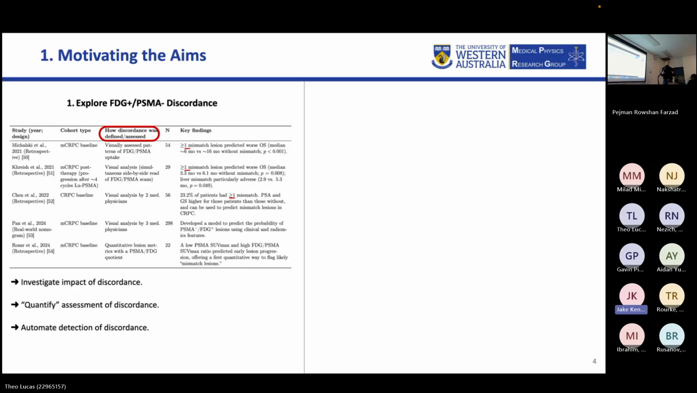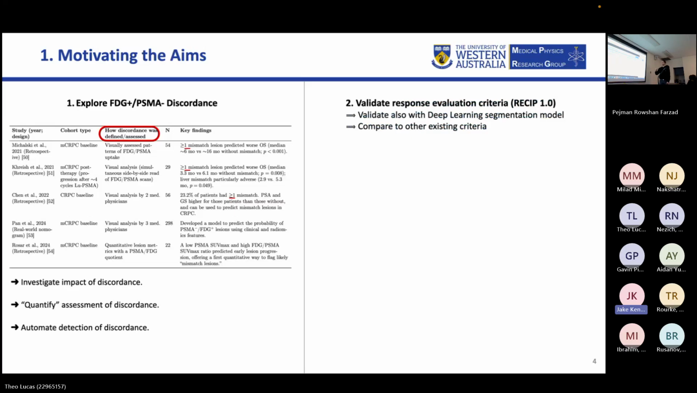and these two latter points will be to quantify the assessment of discordance. So are there quantitative metrics we can use to define discordance in a more quantitative way, as opposed to a qualitative analysis? And along with this, of course, we'll find a way to automate the detection of that discordance and get into that later.